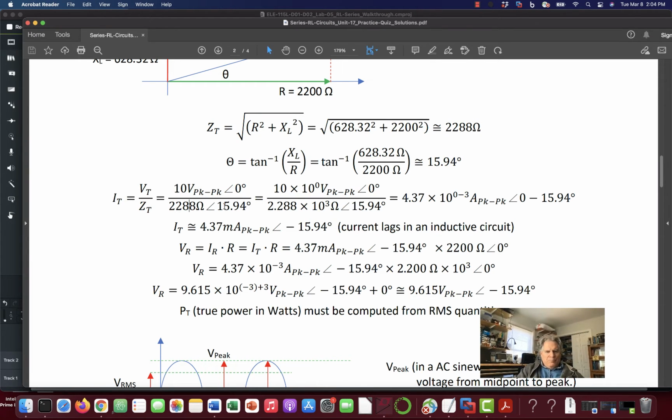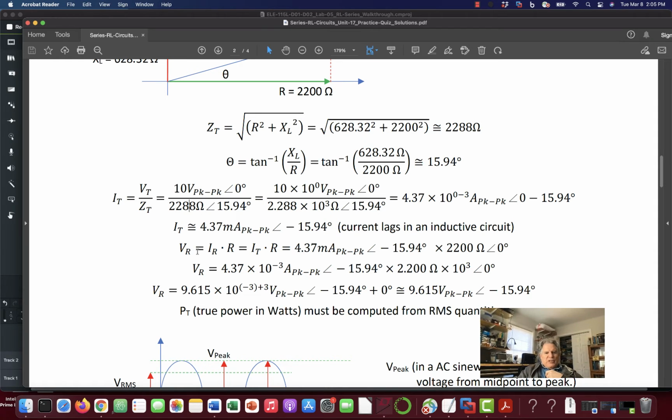So we wind up with 4.37 times 10 to the minus 3 amps peak to peak at minus 15.94 degrees. So the total current is 4.37 milliamps, that's 10 to the minus 3, peak to peak, at minus 15.94 degrees. And once again, current lags in an inductive circuit, so we have a negative angle here.